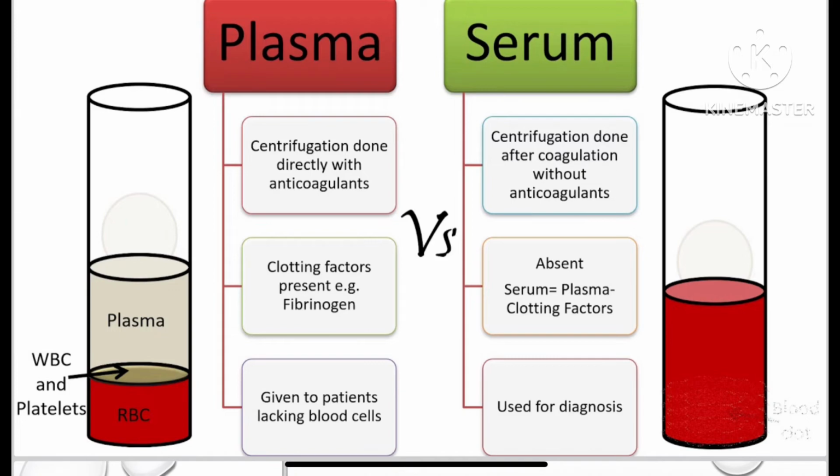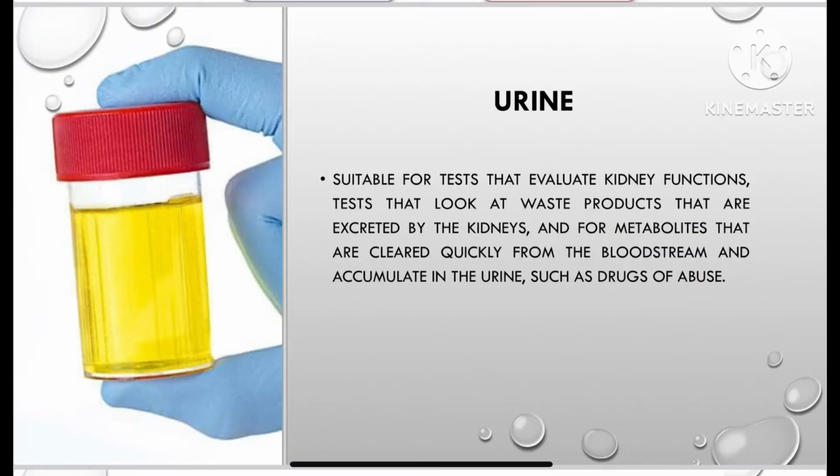On the other side, class, centrifugation is done after coagulation without anticoagulant. So this means this sample is coagulated. Serum is usually used for diagnosis, so majority of immunology and serology tests, even the chemistry tests, makes use of serum. Another biologic specimen would be the urine. It's suitable for tests that evaluates and checks for kidney functions.